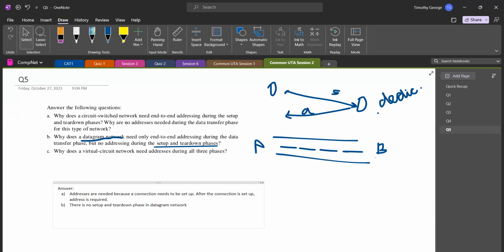Because in a datagram network, each time it hops from one switch to the next switch. That's why it's called connectionless, right? Okay. The last part is, why does a virtual circuit network need addresses during all three phases?